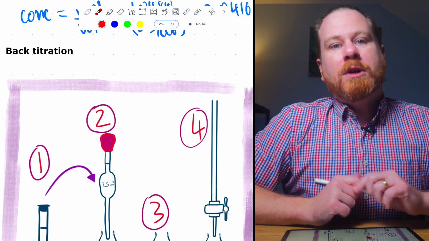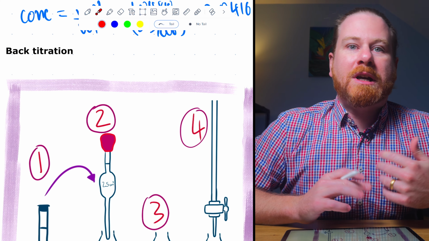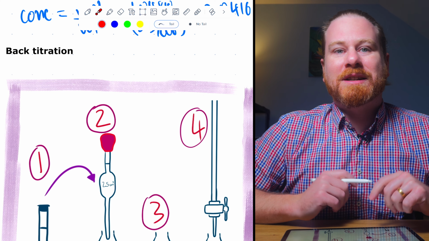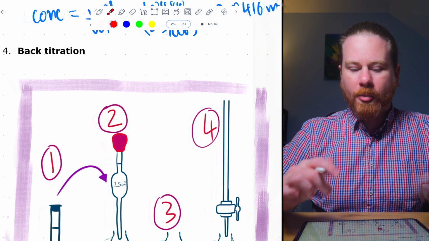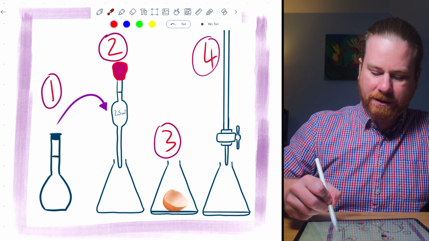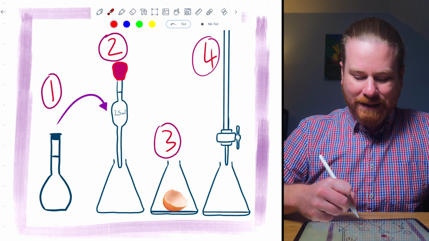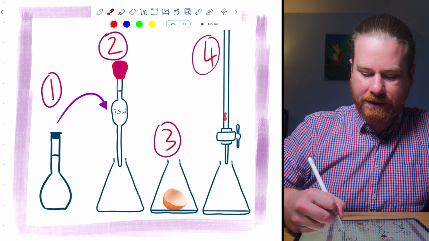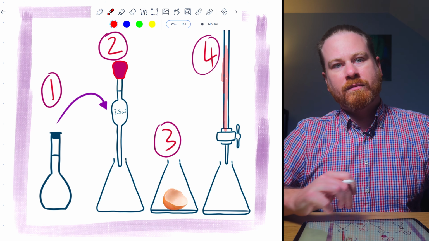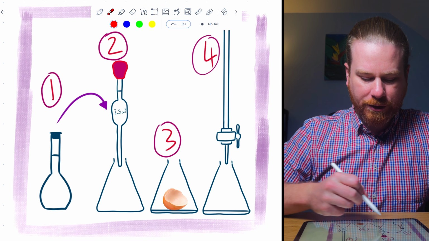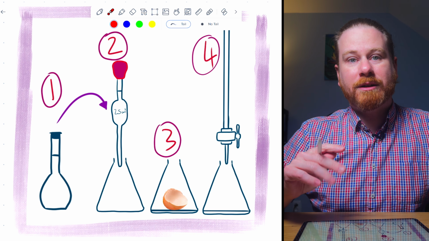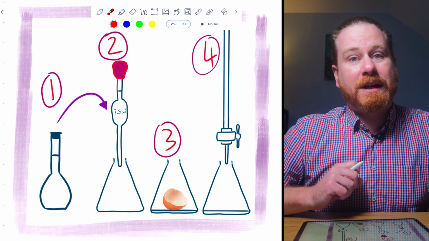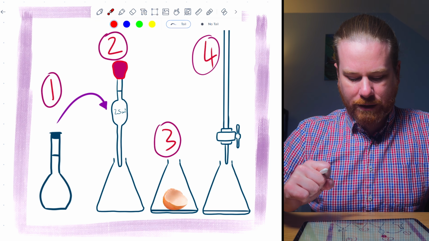An example of when you would use a back titration is if you wanted to find out how much calcium carbonate is in an eggshell, or how much base is in an antacid tablet. In both of these cases, if we just did these two steps over here, the eggshell can't react directly with, in this case, the acid that's going to be in the burette. So what you do is you do a reaction earlier, and then doing a bit of sums, you can figure out, in this case, how much calcium carbonate is in your eggshell.